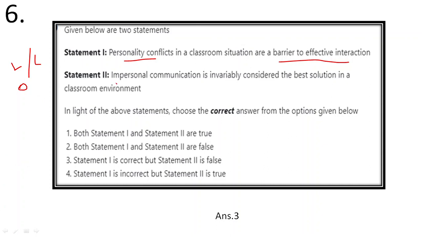Statement 2, impersonal communication is invariably considered the best solution in classroom environments. So no, this is not correct. It's false. Impersonal communication basically misses the emotional touch, the personal touch, the human element, the emotions, the feelings. So this cannot be the best solution in a classroom environment. For a classroom, you need to get invested, you need to feel, you need to understand, you need to deliver, give the human touch in the communication.